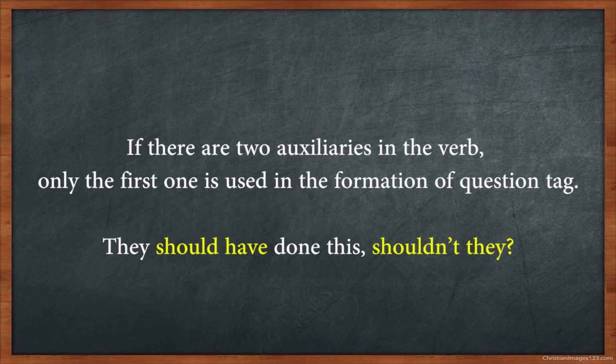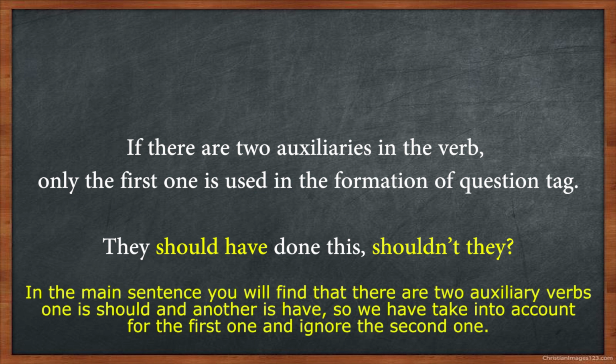And the last rule is, if there are two auxiliaries in the verb, only the first one is used in the formation of the question tag. See the example. They should have done this, shouldn't they? Now in the main sentence, there are two auxiliary verbs. One is should, another is have. So we have to take into account the first one and ignore the second one. Naturally, the tag will be shouldn't they.